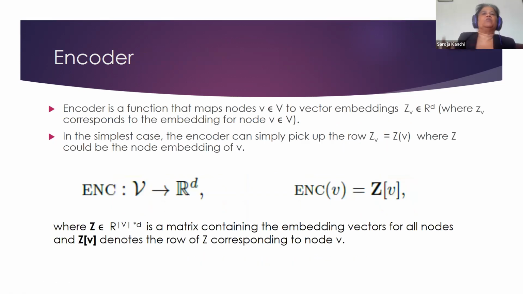So here is a simple encoder. We talk about shallow encoding and deep encoding, but in a simple encoder, you could assume that the encoding is just that each vertex V has been mapped to a d-dimensional vector, and that's the mapping you're trying to find. So that's a shallow encoding.